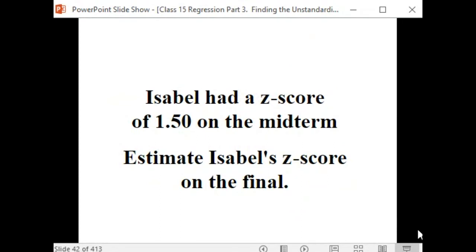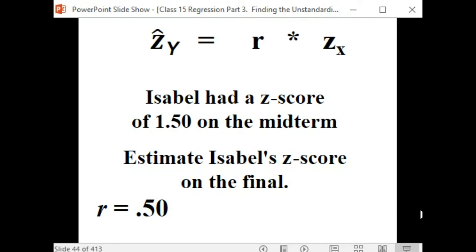Now here's an example. Isabel had a z-score of 1.50 on the midterm. Estimate Isabel's z-score on the final. In this example, the criterion, the thing we want to predict, is Isabel's z-score on the final, and the predictor is her z-score of 1.50 on the midterm. For this kind of problem, we're given only one piece of background information. The correlation of midterm grades with final grades is 0.50.